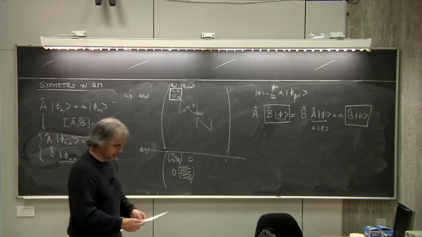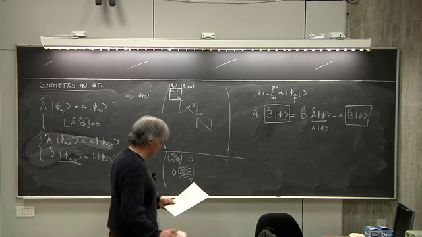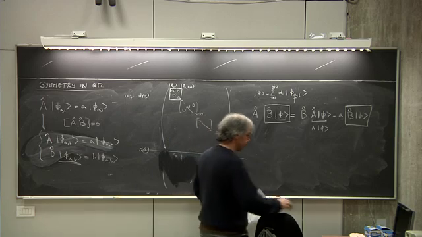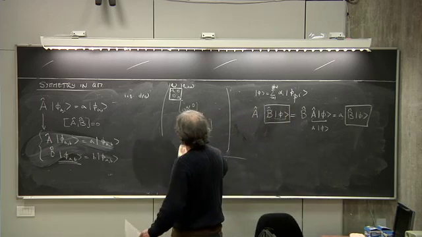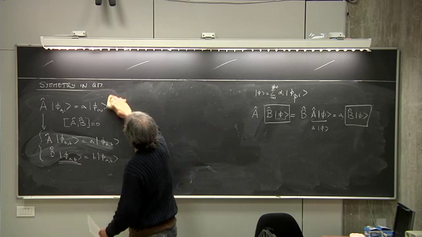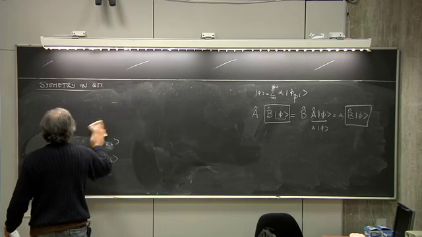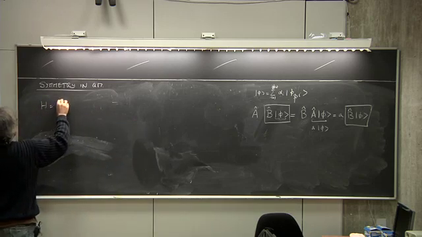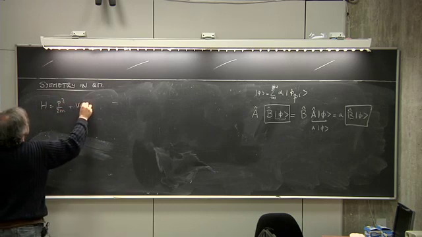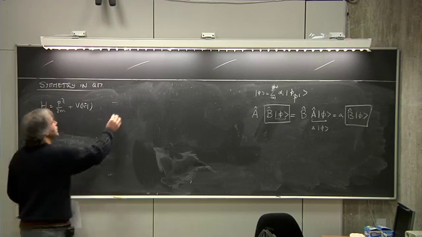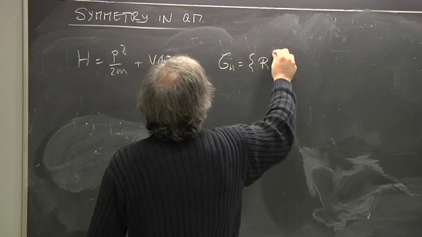And now, we're kind of late, but let me finish with a couple of comments. We have already encountered this fact. First of all, let's go back to our hydrogen atom. Hydrogen atom, H equals P squared over 2m plus V. In fact, any central potential V of r, which is invariant under rotations, okay? So G is the group of all rotations.